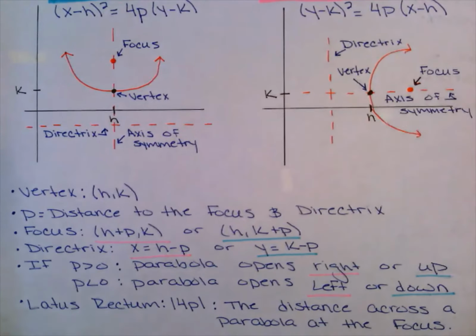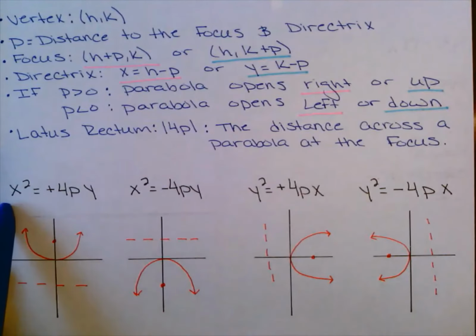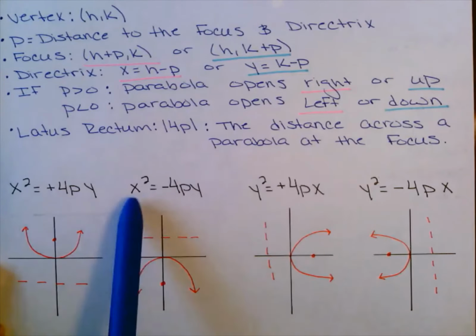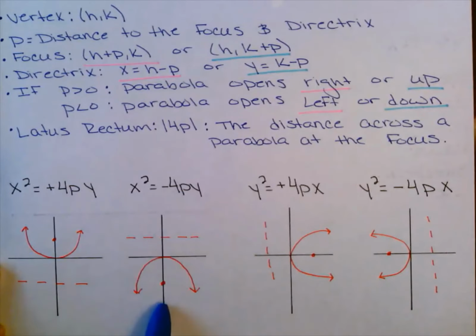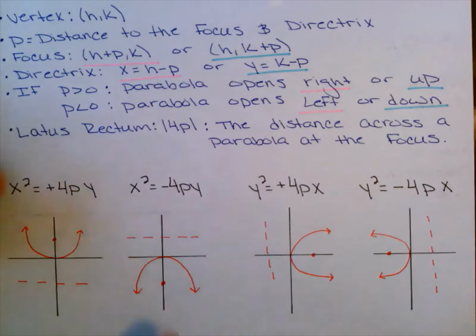Lastly, I just want to reiterate and show you, we had said if the x is squared and my 4p is positive, this is facing up, like a positive x squared that you've learned in the past. An x squared with a negative 4p faces down. Notice the directrix is always behind the parabola and the focus is always on the inside of the parabola.